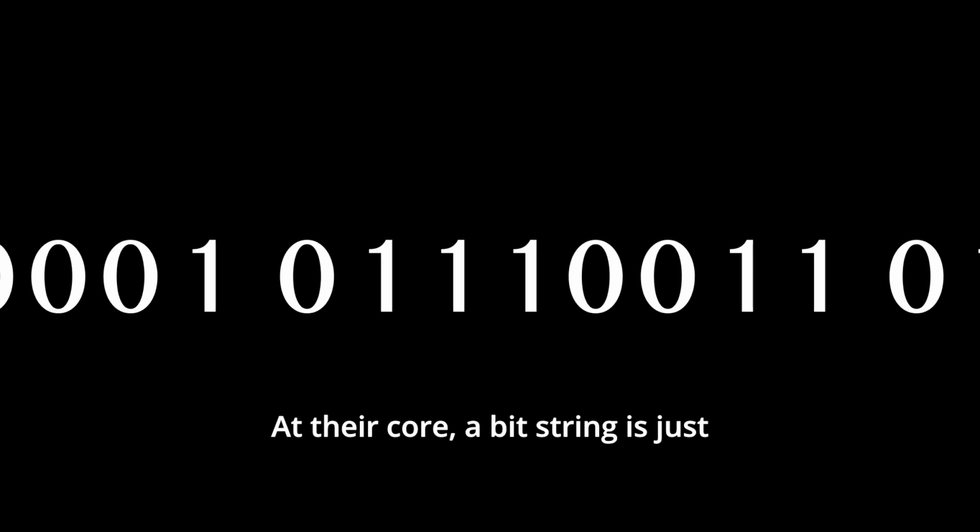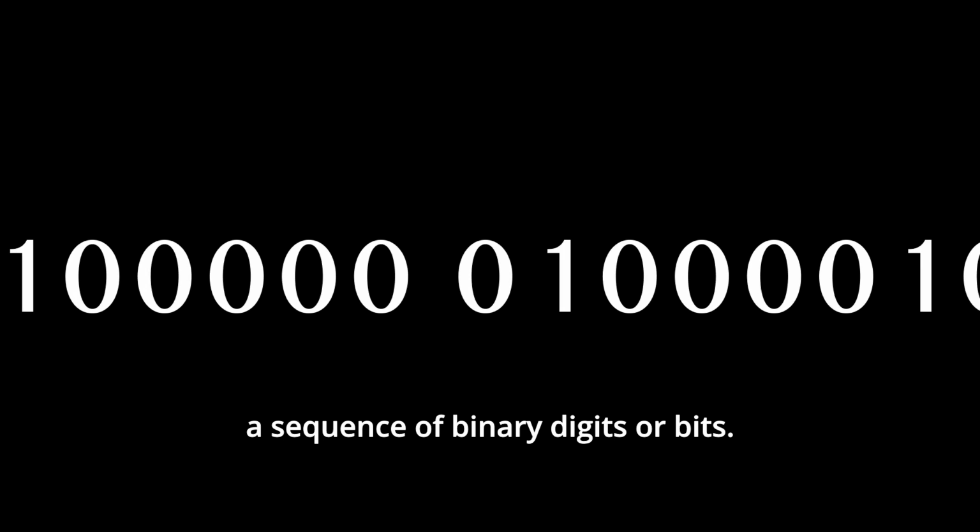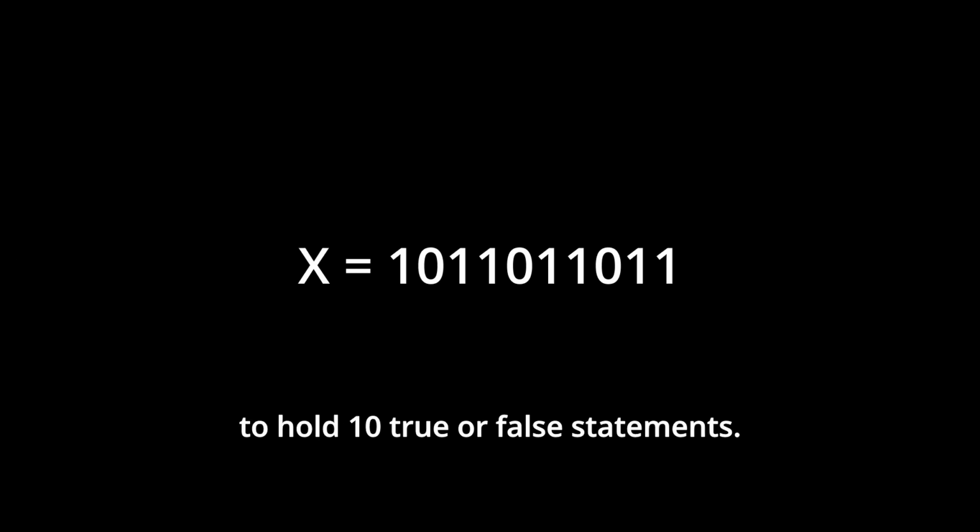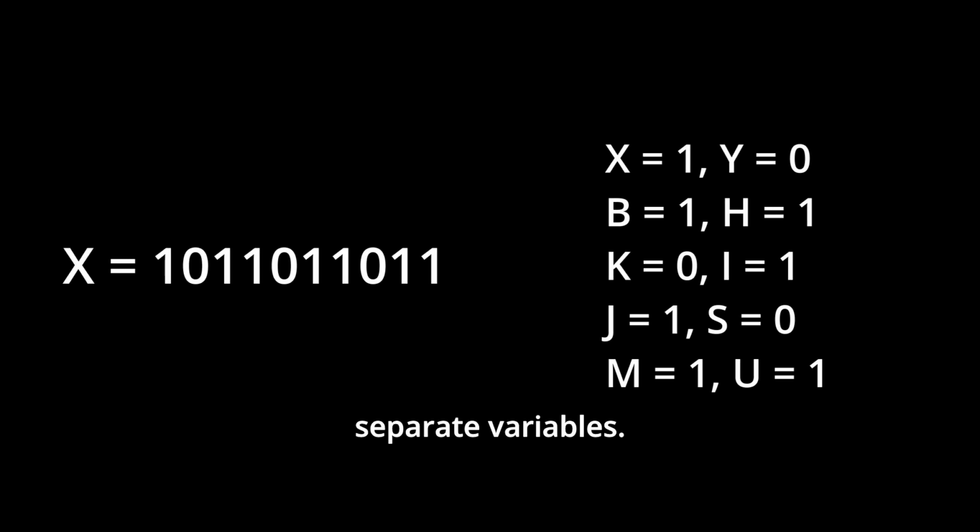At their core, a bit string is just a sequence of binary digits, or bits. Each bit will either be a 0 or 1, which represents an on or an off state. Let's say, for example, you're trying to hold 10 true or false statements. It's a lot easier to hold them all with one variable rather than 10 separate variables.